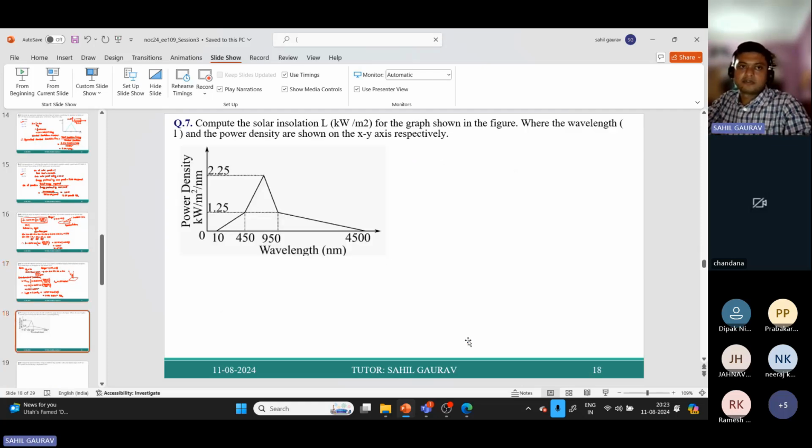Now let us see the next problem. In this problem, the power density is given, and you have to compute the solar insolation in kilowatt per meter square for the graph shown in the figure, where the wavelength lambda and the power density are shown on the x and y axes respectively. So you have to compute the insolation. This is a very simple problem also. Here you just need to calculate the area. So here you need to compute this area.